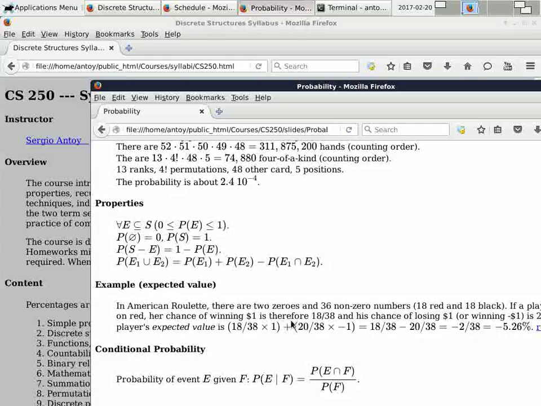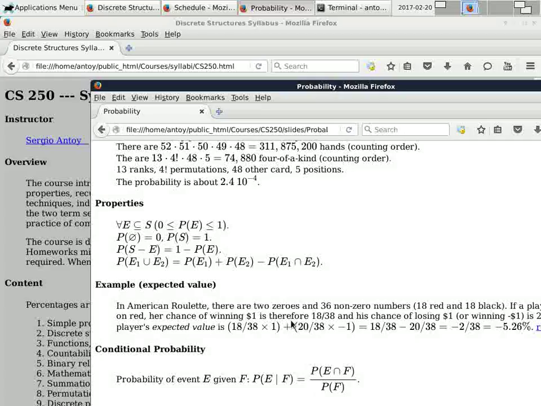1, because you put a chip on red. If red comes out, you win 1. What is black? -1. What is green? -1. And so now we do the summation: 18 out of 38 times 1, plus 18 out of 38 times -1, plus 2 out of 38 times -1.